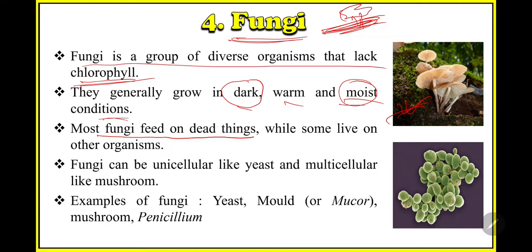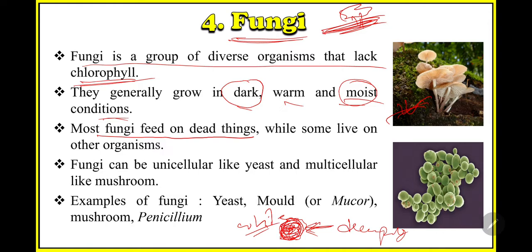For example, if there is a dead plant, only fungus will grow on that. Another example I'm giving, if you bring some orange from market and place it at your home, after some days what will happen? It will start decomposing. In that process you may have seen some white cotton like things upon that. What are these? These are fungi. These fungi are growing on the dead and decaying fruit.